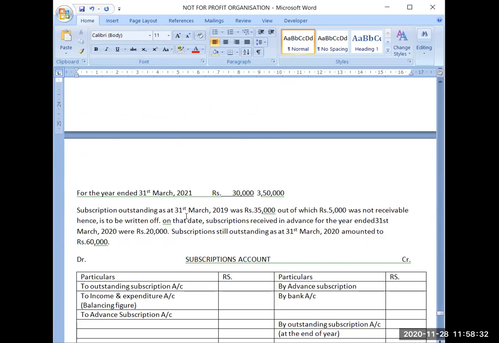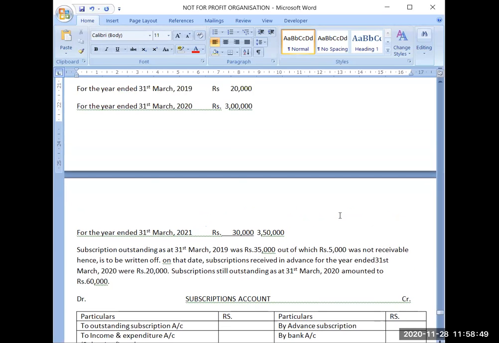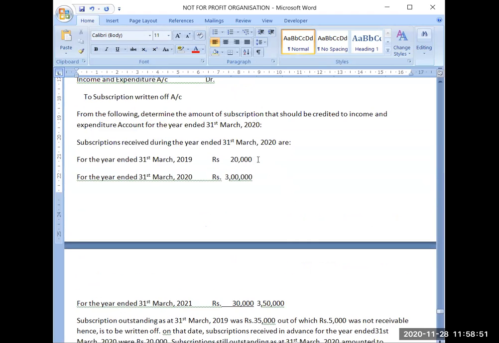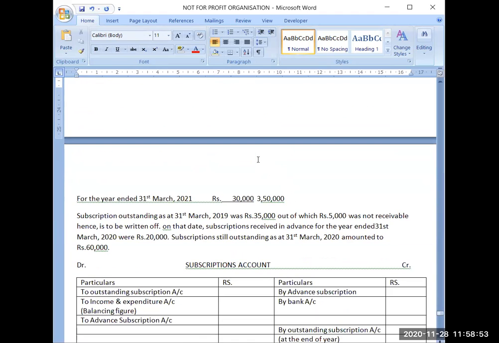Subscription outstanding as at 31st March 2019 was rupees 35,000. Out of which rupees 5,000 was not receivable, hence is to be written off. So 5,000 will not be received now. Out of 35,000, 5,000 you will not be receiving in any manner. Now the balance will be 30,000. Out of this 30,000, you have received 20,000 in the current year.